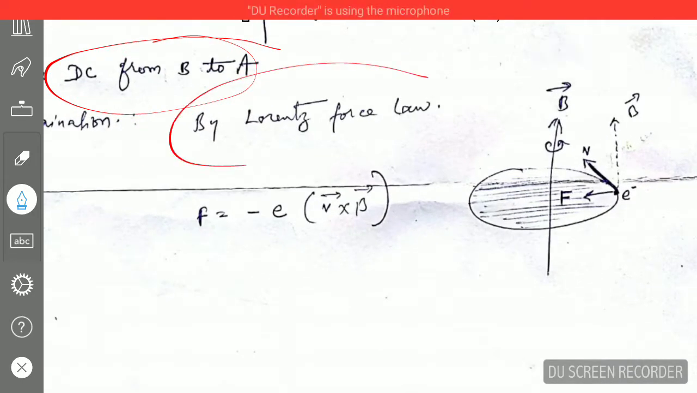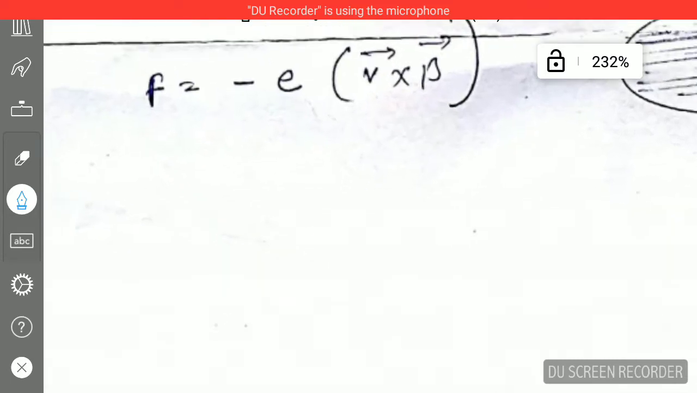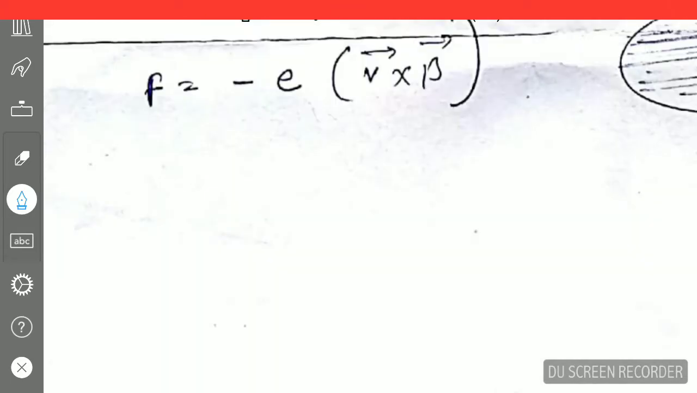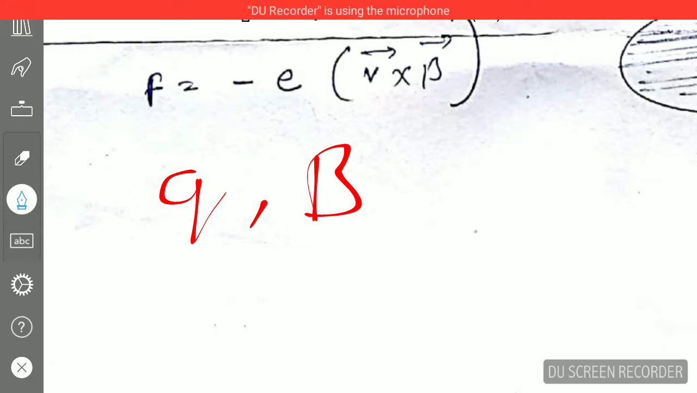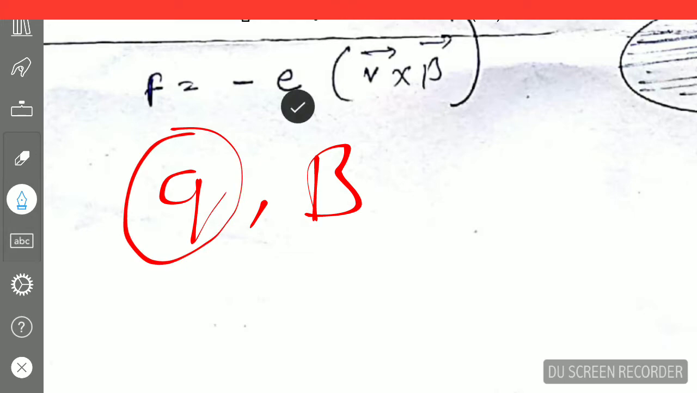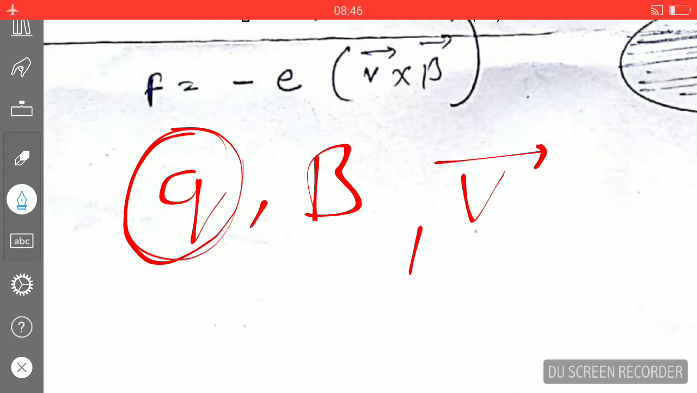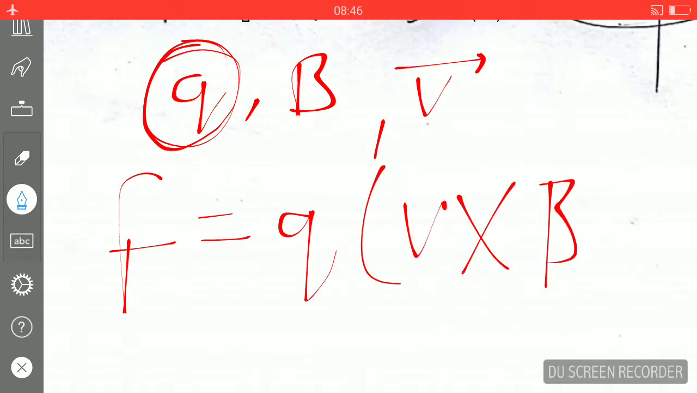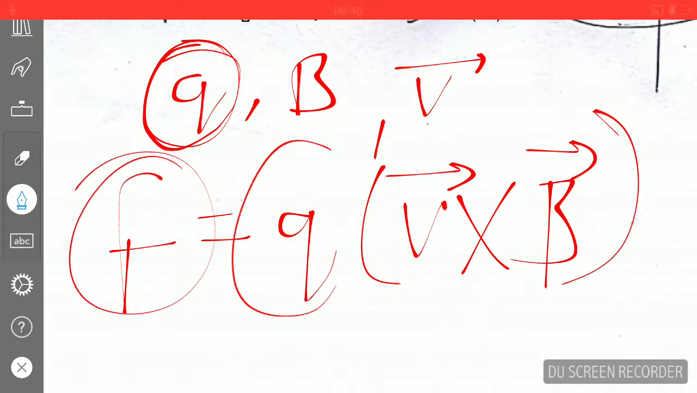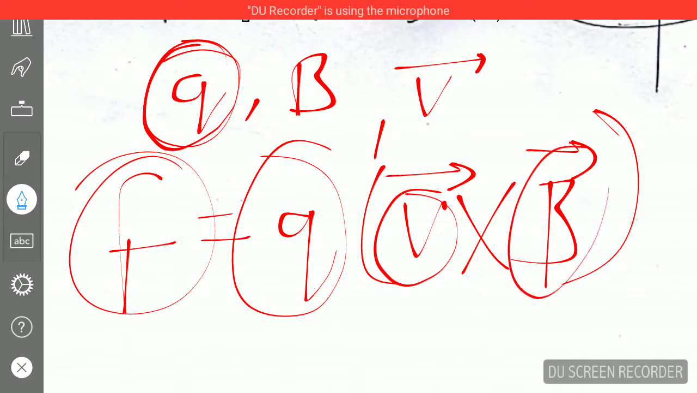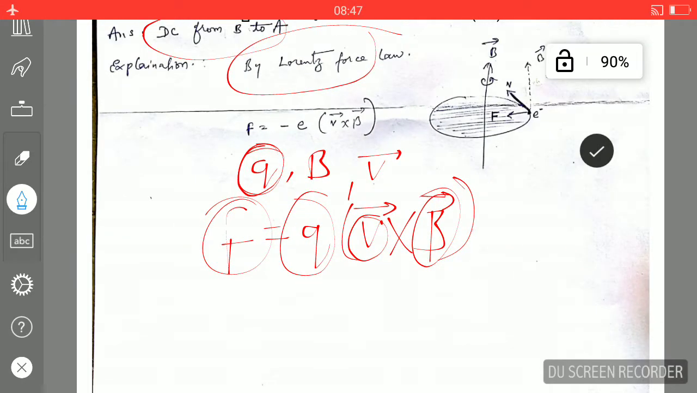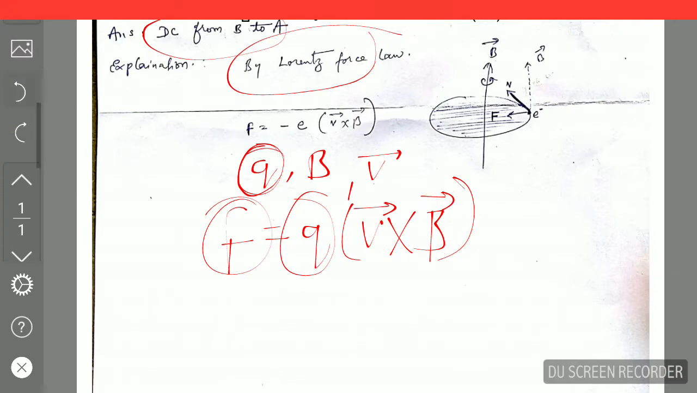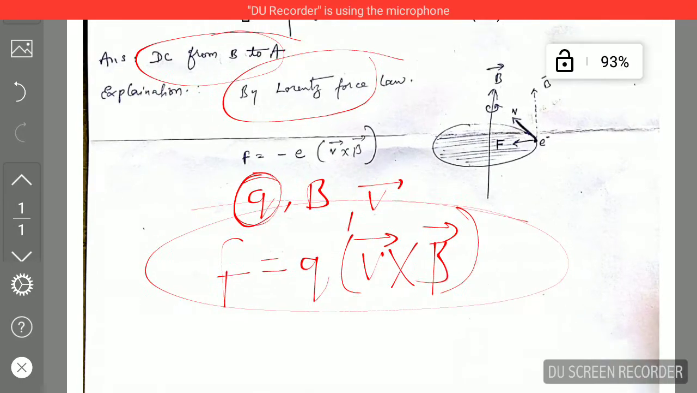We all know the Lorentz force law. If a charged particle Q is moving with velocity v in the magnetic field B, then a force acts on the charged particle, and the force is given by F equals Q v cross B. This is the force which will act on the charged particle Q. I have used this formula.